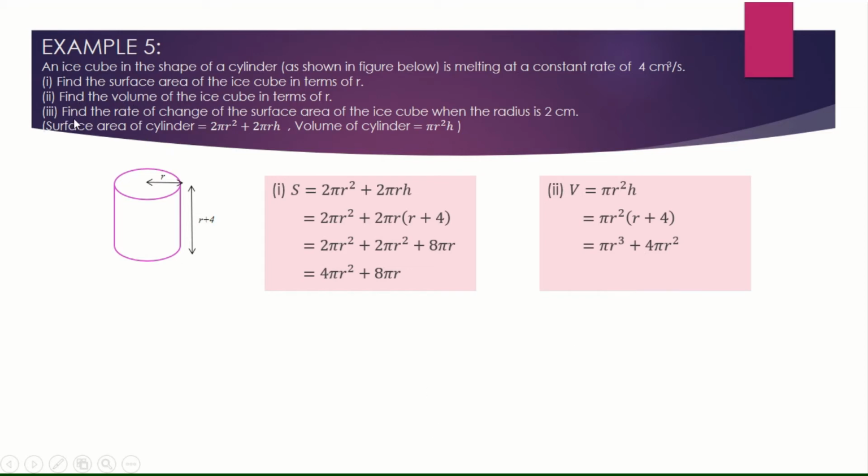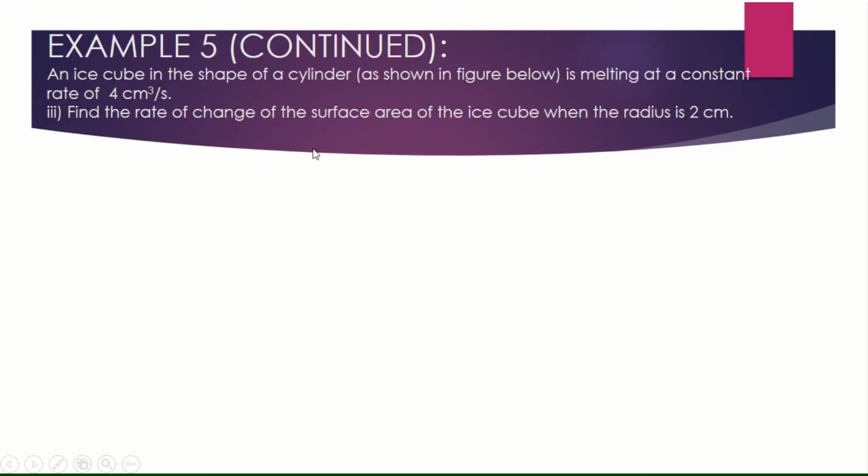Now we move to the third question, which is to find the rate of change of the surface area when the radius is 2 cm. Given here is that it is melting at a constant 4 cubic cm per second. So this is the dV over dt, and we want to find dS over dt.